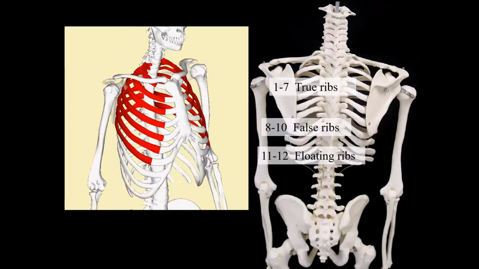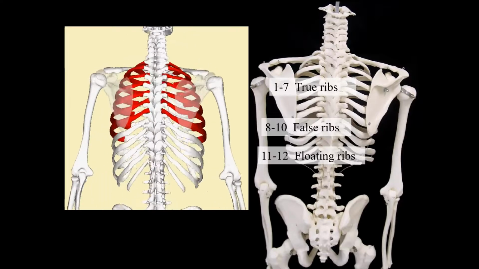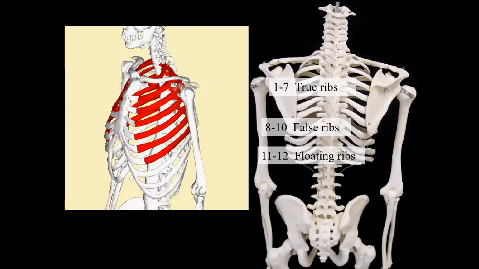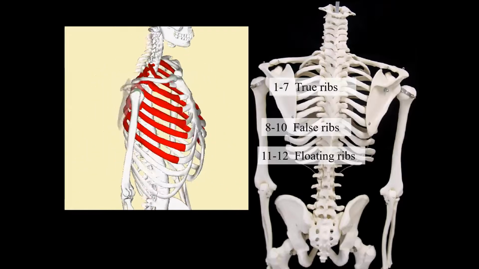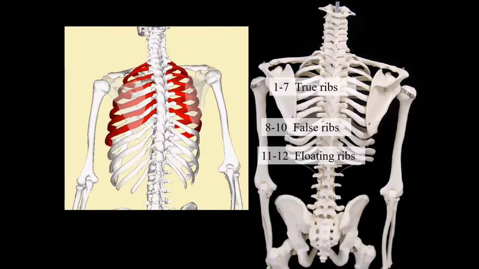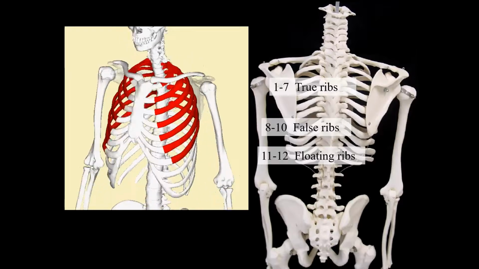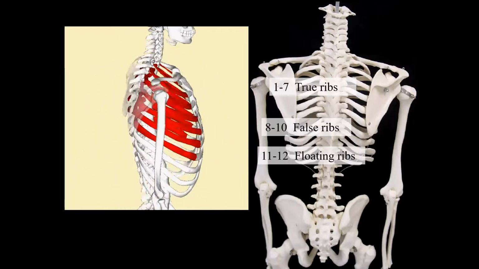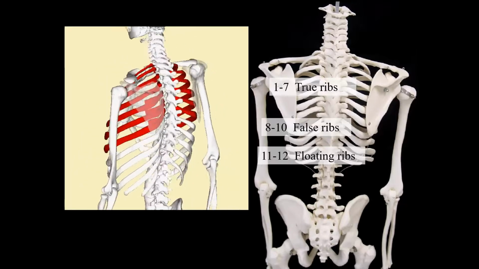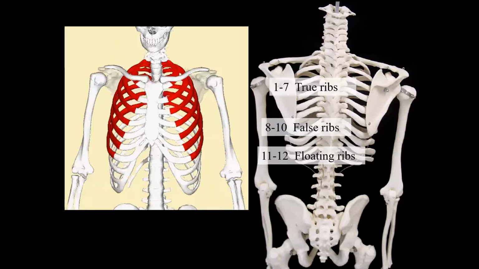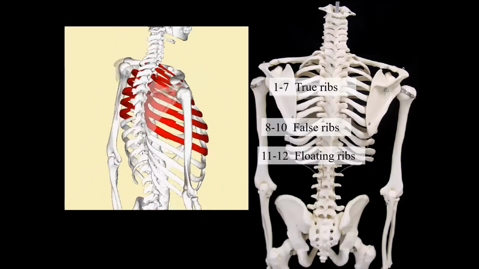But it provides us enough protection because underneath the ribs are the lungs, the heart, the great blood vessels, the aorta and the vena cavas. And of course, we have the esophagus and the trachea. And then further back, we have the spinal column and the spinal cord inside that. So the ribs are protecting all of that.